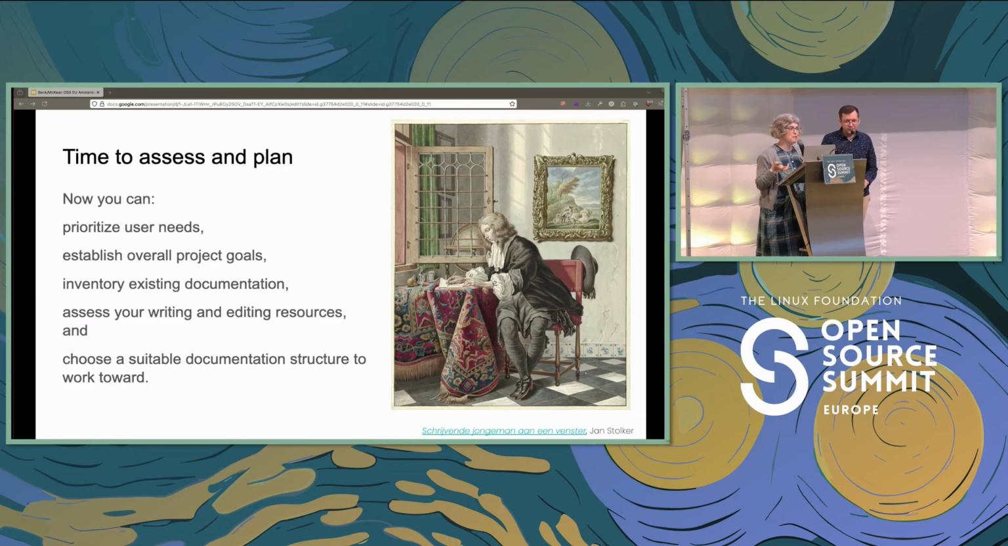So suitable documentation structure is kind of a pretty vague phrase. Like, what is a suitable documentation structure? Like, that's a home for your information to live, but what is that place and how do you get there? Well, Daniel has some good news for you about that.